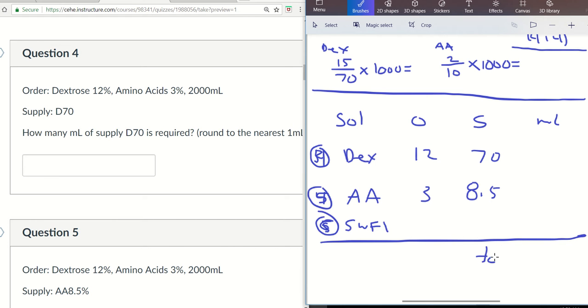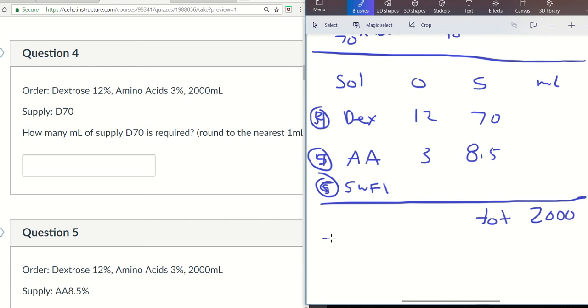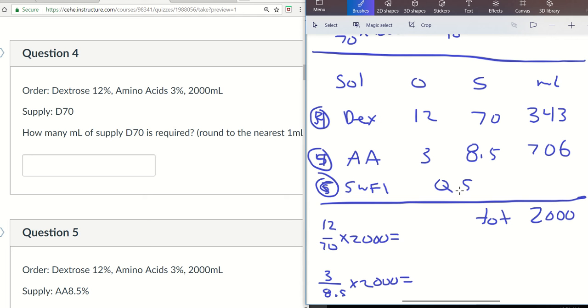Total volume needs to be 2,000. All right, so we've got our chart and our information. Let's do the math. For dextrose, 12 over 70 times 2,000. What do you get? 343, rounded to the nearest mL. And then we'll do the amino acid: 3 over 8.5 times 2,000. 706.